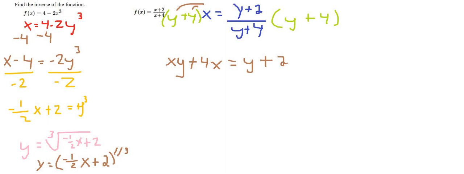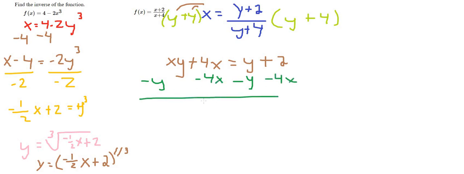Now I'm going to do 2 steps in one movement here. We want to get all the y's to one side, so I'm going to subtract y on both sides, and then I'm also going to subtract 4x on both sides. I probably should write this out as 2 different steps, but I'm just going to write it as one. And that's going to leave us with xy minus y equals negative 4x plus 2.